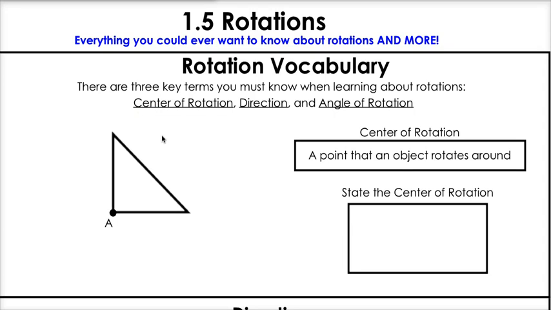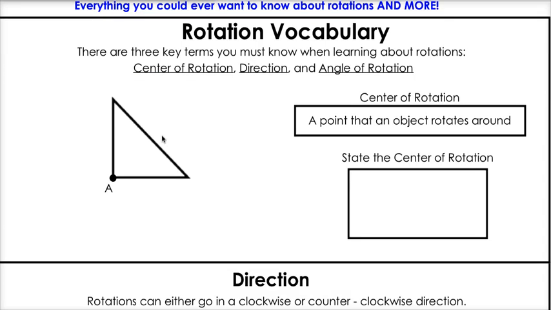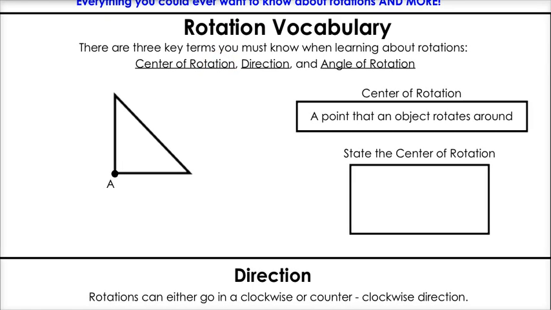Before we go into this lesson about rotations, there are three key vocabulary words that you're going to need to know, backwards and forwards. You need these words, or else this is not going to make any sense to you. Those three words are: center of rotation, direction, and angle of rotation. We have to have a little sit down right now and discuss what these three things are.